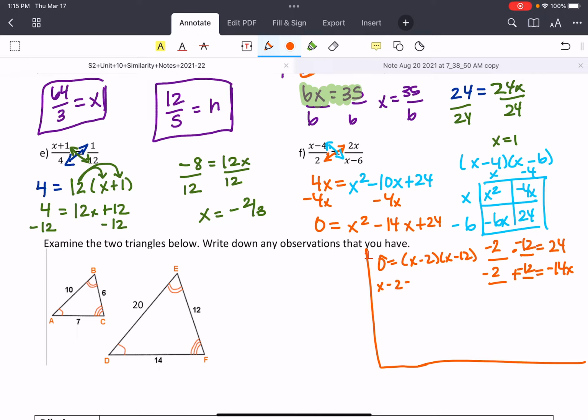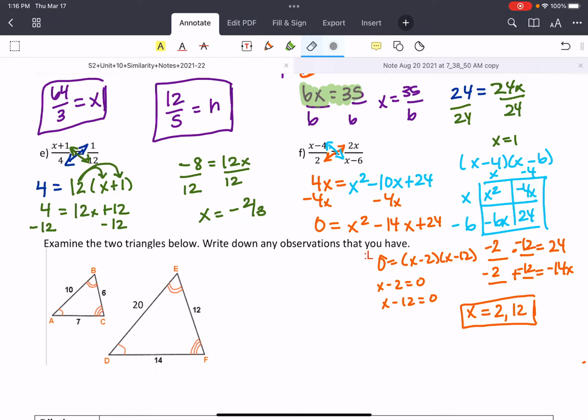Then I make my 2 little equations to solve. And here, because it's a quadratic or a parabola, we're going to have 2 answers. So we get x is equal to 2 and 12. And I can make that box be, oh look, that fun little character showed up. Okay, there's my box there.